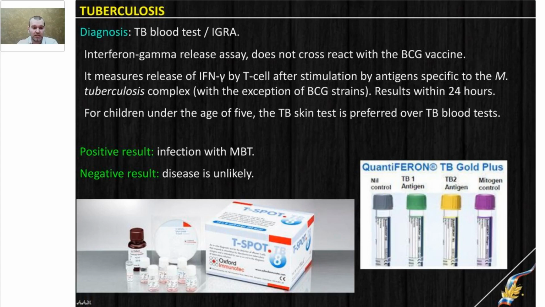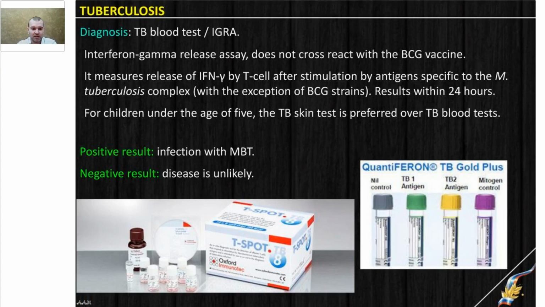So IGRA tests are not dependent on BCG vaccination because they are based on specific antigenic structures of the Mycobacterium tuberculosis complex, except the BCG strain. The test is based on activation of T cells and release of interferons by stimulation with specific antigens of Mycobacterium tuberculosis. So the test is much more precise according to different data. The specificity of the test is higher than 98%. It is a very good test, and it is preferred for adults.